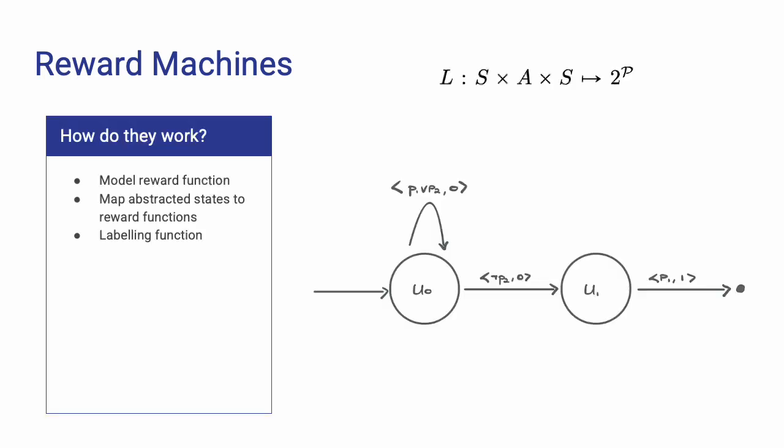Reward machines are finite state machines which have been augmented with an output function. The machine is given as input the high-level events taking place in the environment, and it returns a reward. As a result, two components are associated with each edge in the illustration. The first element specifies which high-level events are required for the transition, and the second element is the reward.